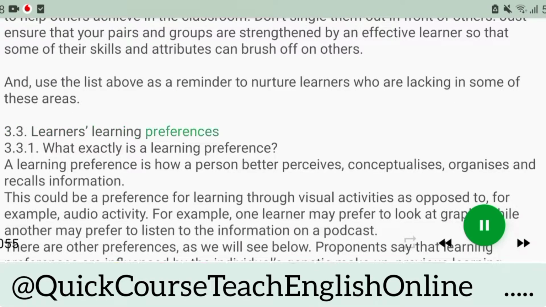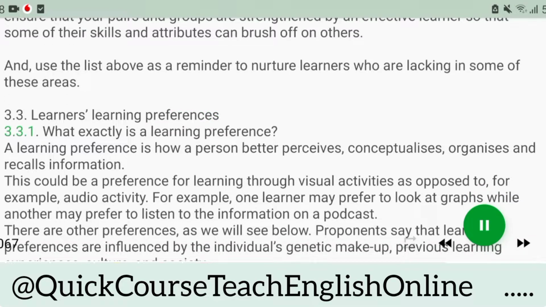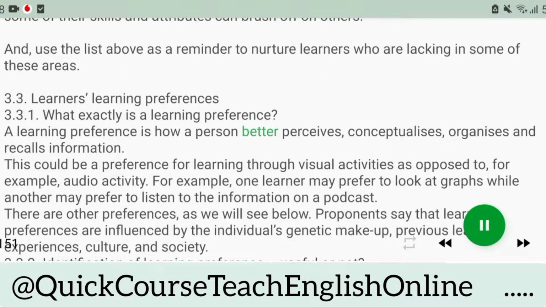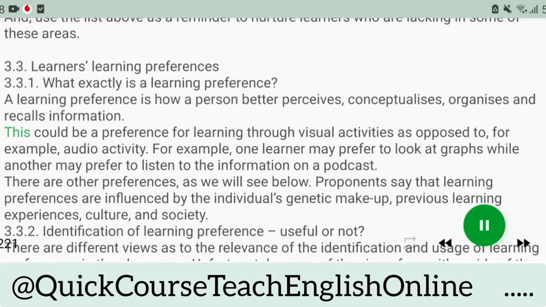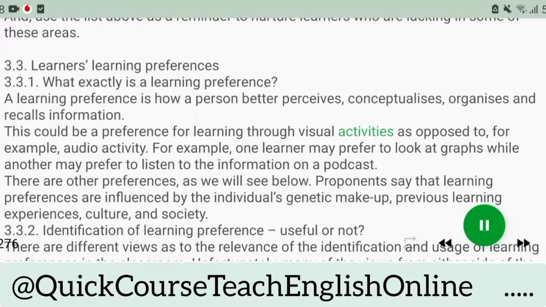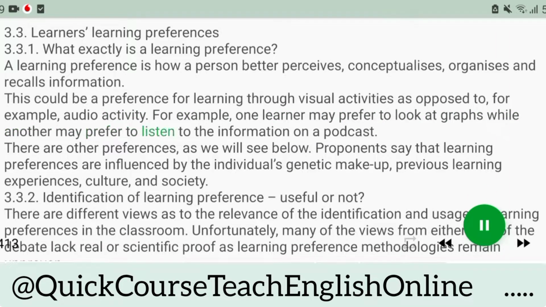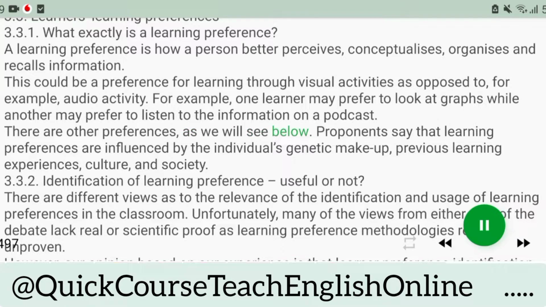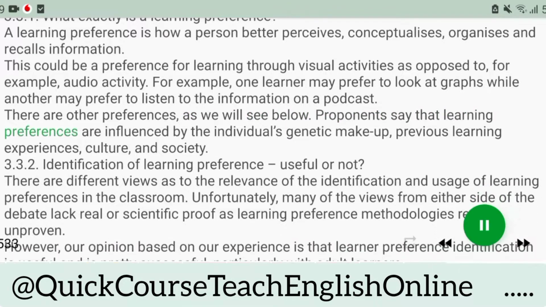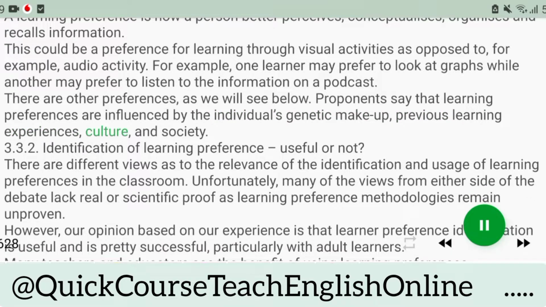3.3. Learners' learning preferences. 3.3.1. What exactly is a learning preference? A learning preference is how a person better perceives, conceptualizes, organizes, and recalls information. This could be a preference for learning through visual activities as opposed to, for example, audio activity. For example, one learner may prefer to look at graphs while another may prefer to listen to the information on a podcast. There are other preferences, as we will see below. Proponents say that learning preferences are influenced by the individual's genetic makeup, previous learning experiences, culture, and society.